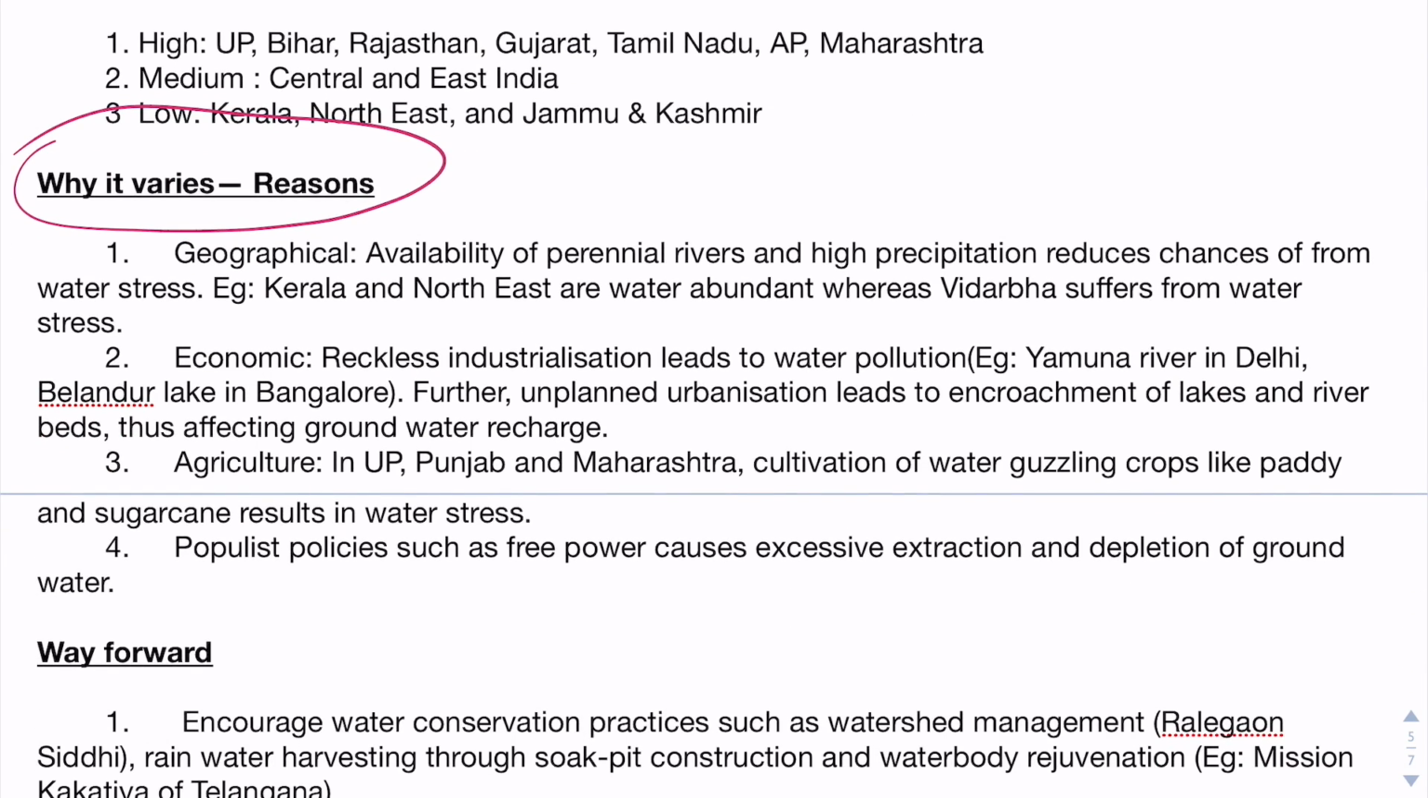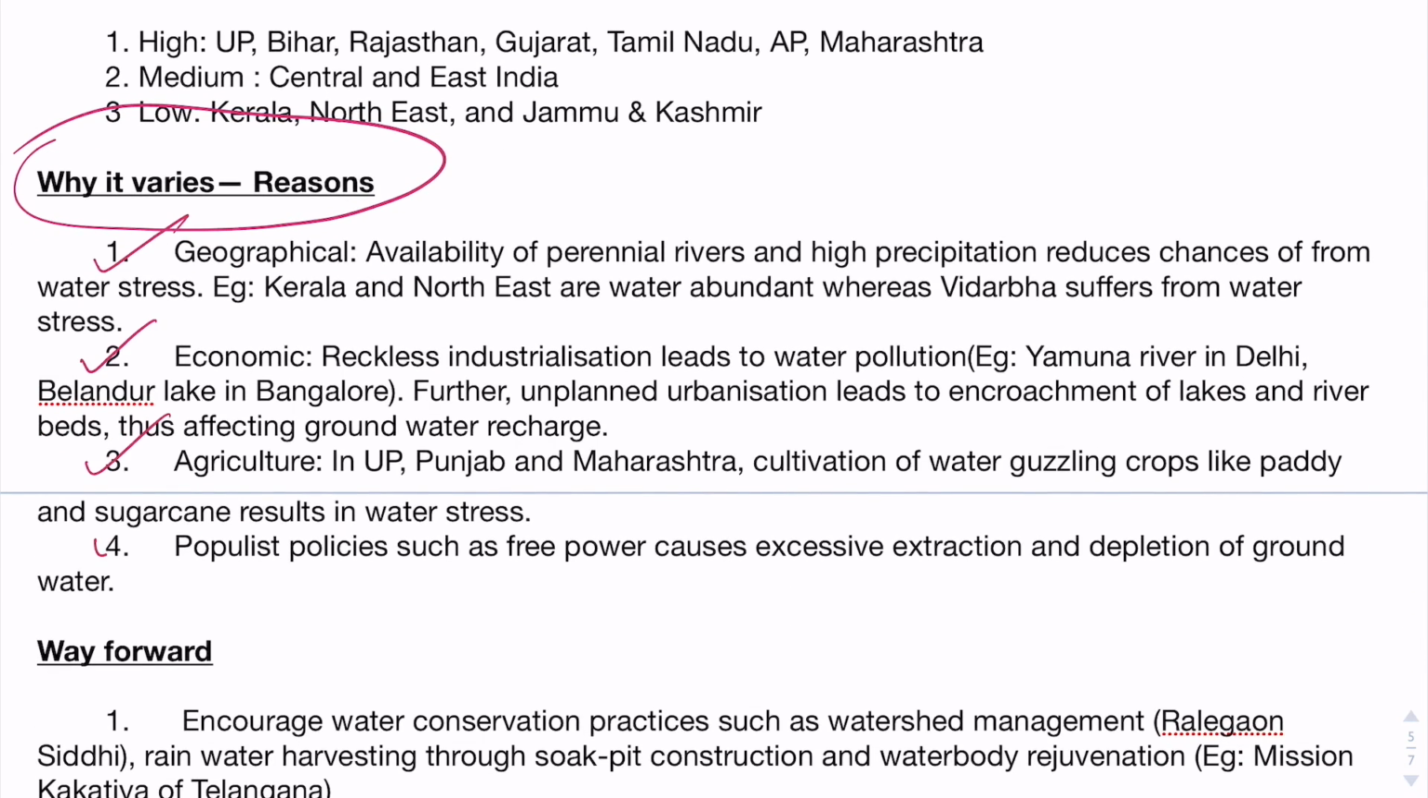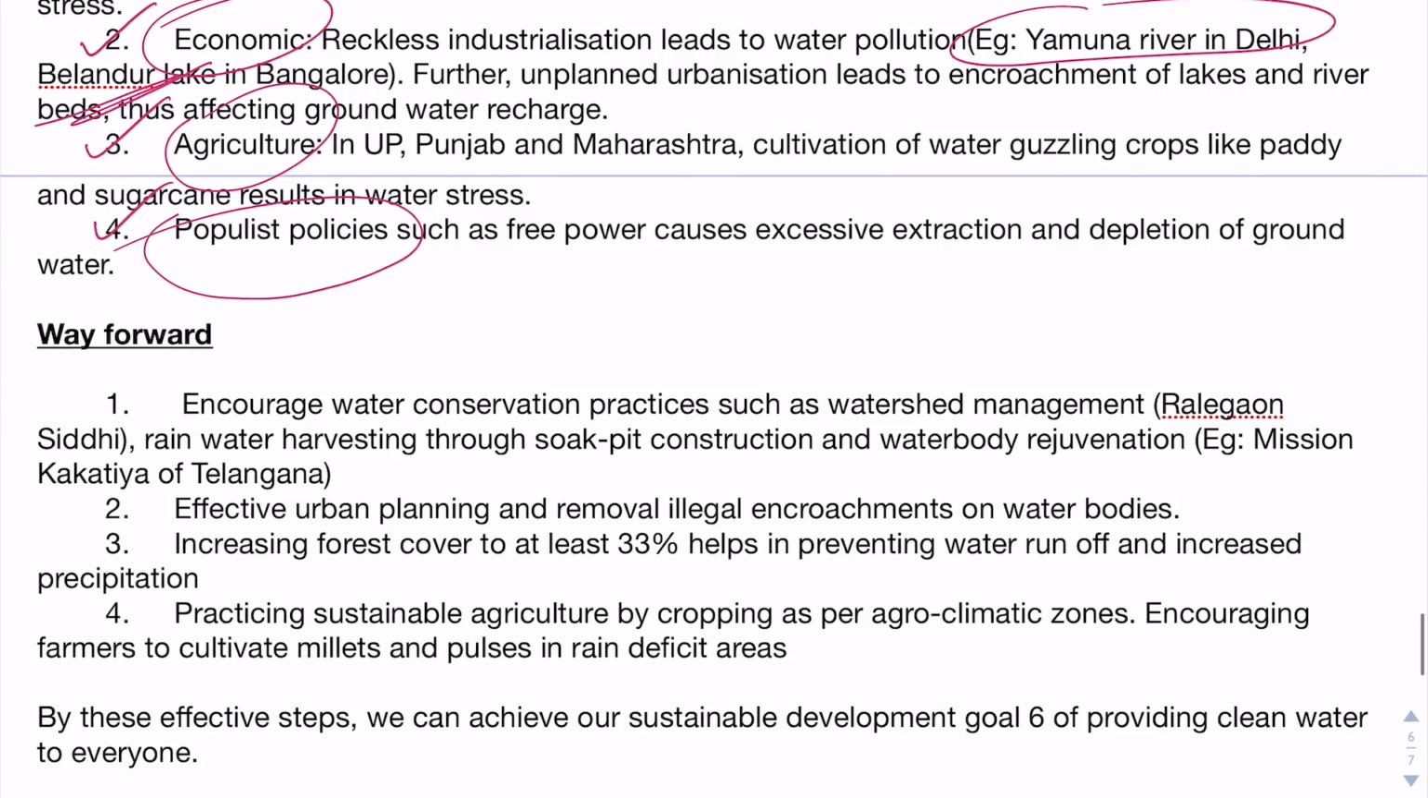Here you discuss various reasons across multiple dimensions, that is geographical, economic, agriculture and government policy, along with examples such as Yamuna River in Delhi, Bellandur Lake in Bangalore, to make your point. And then finally you conclude with a way forward, listing down 3-4 points which include water conservation, check dam construction, effective urban planning, increasing forest cover, etc., which are the solutions to the problem of water stress.